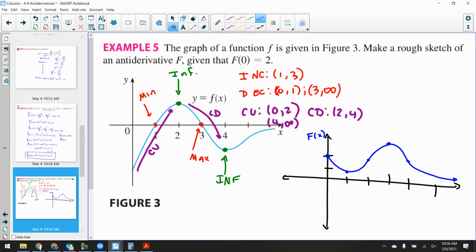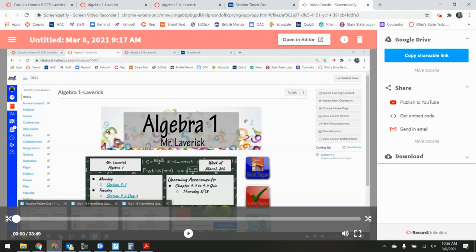That makes sense? We kind of already did that, right? The only thing we didn't do was sketch the graph on top of it, to see what the actual antiderivative would look like. All right, we'll stop there for today. We'll pick up the rest tomorrow. Sound good?